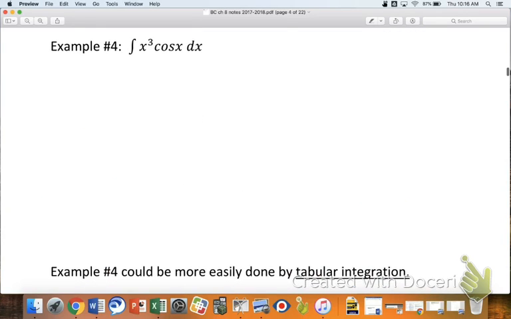Hey, guys, does our class end at 10:20? 10:25? Okay, this is going to work out perfect. So, number 4, don't write large. Okay? Don't write large.